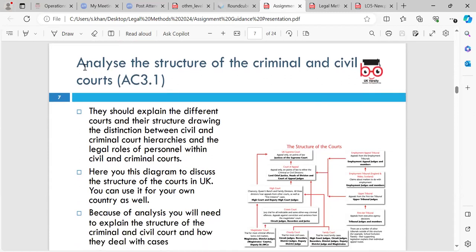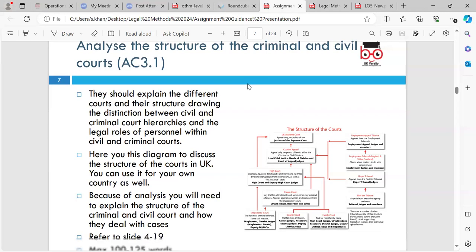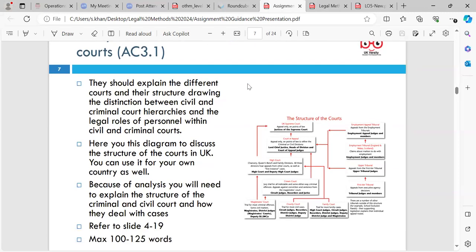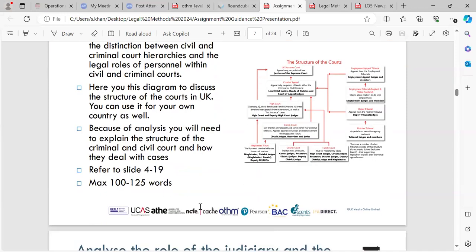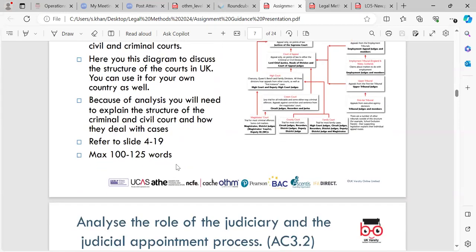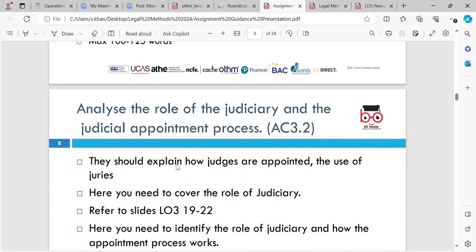The next one is analyze the structure of the criminal and civil courts, AC 3.1. Here, you should explain the different courts and their structure, drawing the distinction between civil and criminal court hierarchies and the legal roles. Here, you have the diagram to discuss the structure of the courts, and you can see this for your own country. Because of the analysis, you will need to explain the structure and criminal court and how they deal with cases. And that's referred to slides 4 to 19 and maximum words 100 to 125.